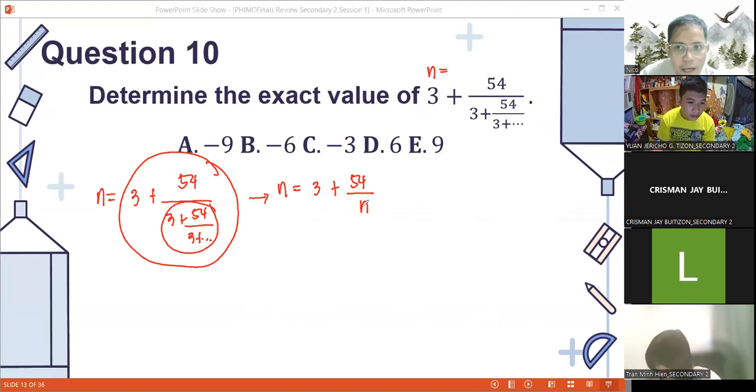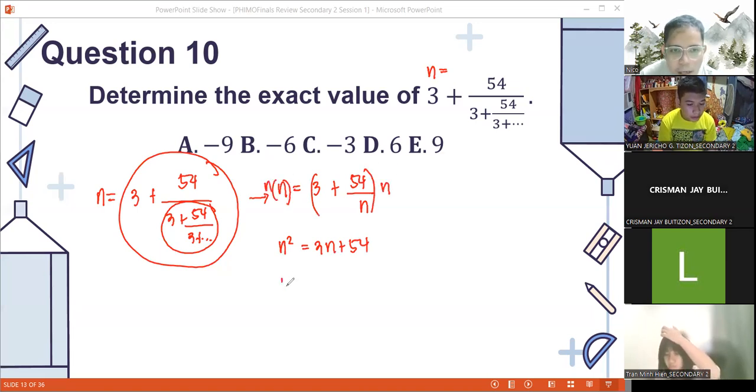So it becomes 54 over n, right? So multiply everything by n. This becomes n squared is equal to 3n plus 54, right? Multiply this by n, multiply this by n. n squared minus 3n minus 54 is equal to 0.